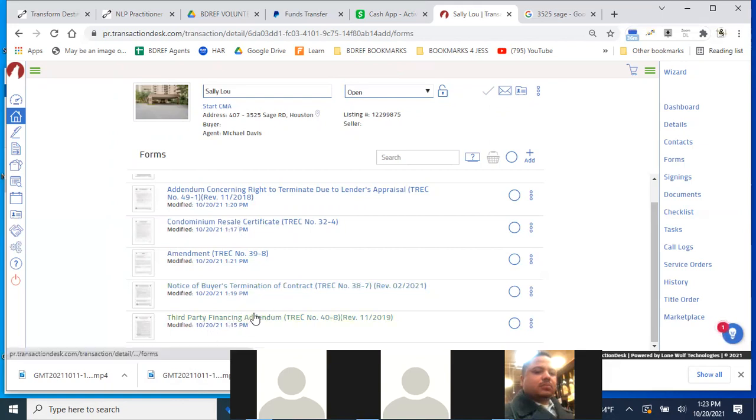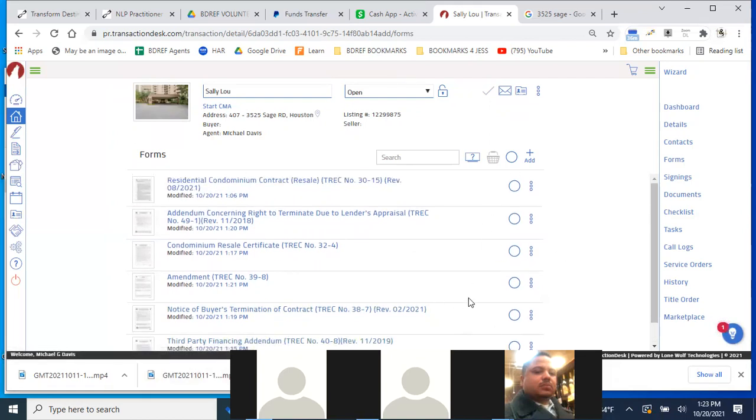And then third-party financing, I showed y'all that with the other training. So, all right, man. Well, that pretty much covers the documents as it relates to the condominium contract. Again, I would encourage you to read the forms. If you want to become versed on the forms, it's just a matter of reading them. That's how you're going to become more aware and more versed with these particular forms, contracts and addendums, and things like that.